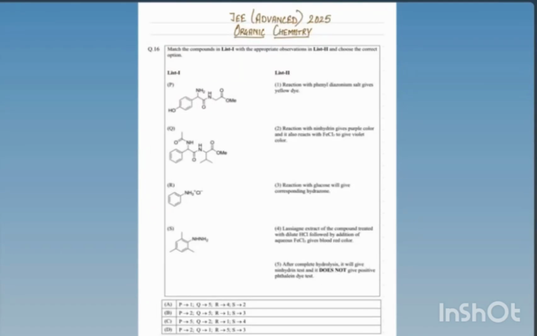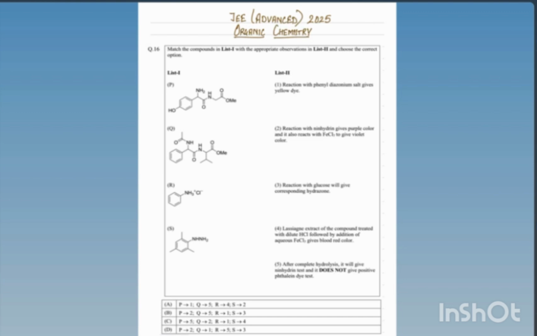Hello everyone. So today we are going to discuss a question from JEE Advanced 2025, from paper 1, from the organic chemistry topic. If you see here, we have list 1 and list 2. In the first list we have given the compounds, and in list 2 we have to tell the correct option which is matching with this compound.